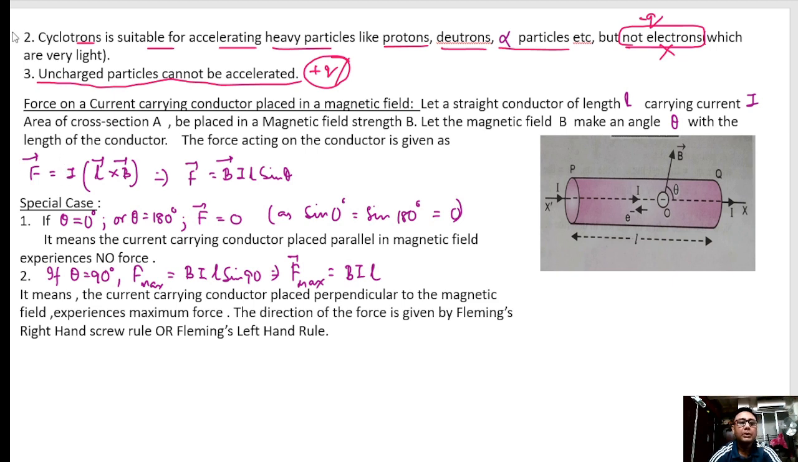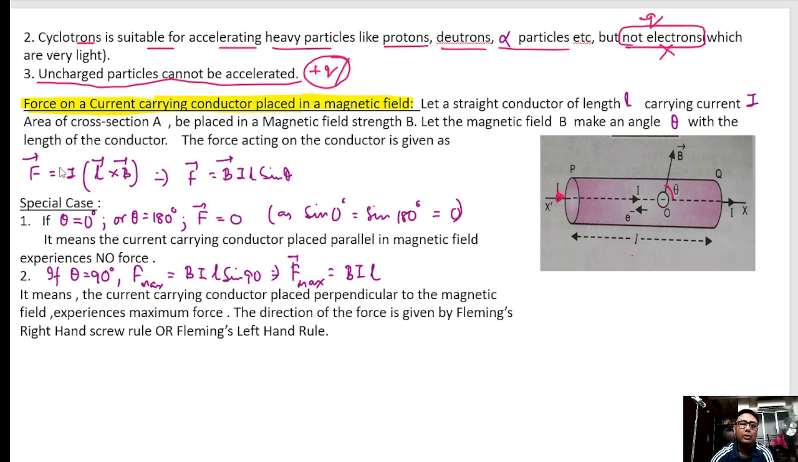Next, let us study the force on a current carrying conductor placed in a magnetic field. So please watch here. This is a conductor of length L. Here is the current flowing, and let us take a magnetic field B at an angle theta, inclined at an angle of theta to the direction of the electric current.